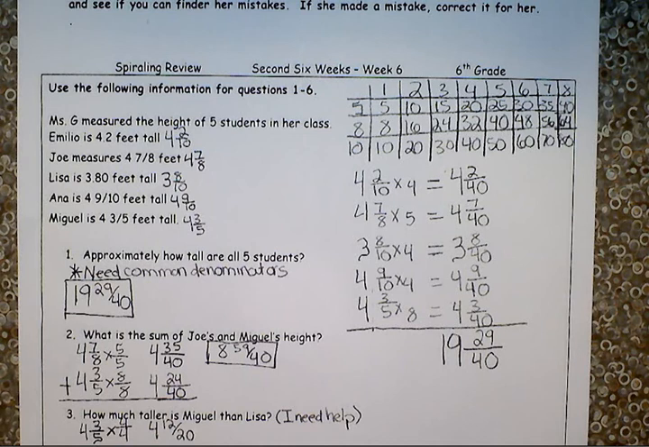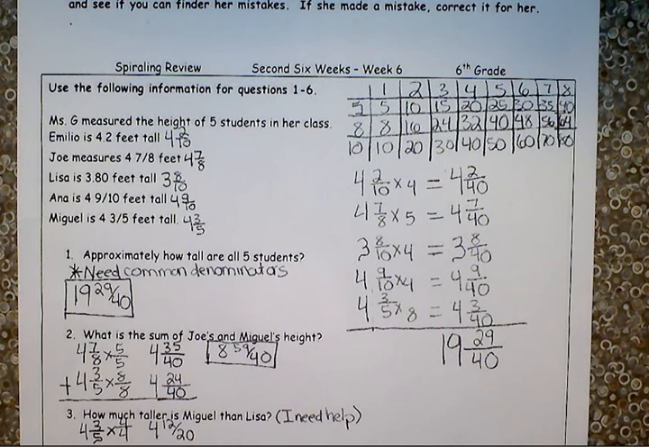Miss G measured the height of 5 students in her class. Emilio is 4 2/10 feet tall. Joe measures 4 7/8 feet tall. Lisa is 3 80/100 feet tall. Anna is 4 9/10 feet tall. And Miguel is 4 3/5 feet tall.